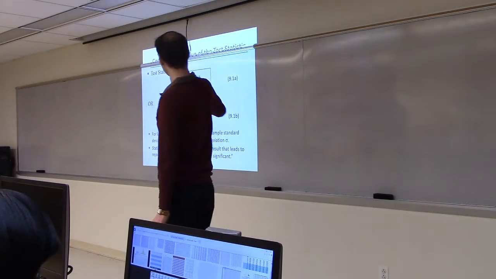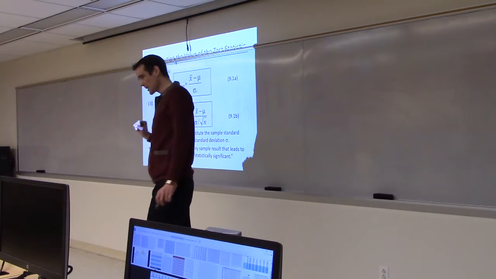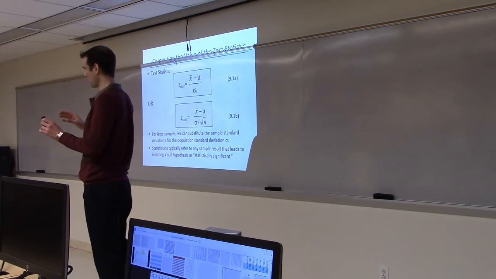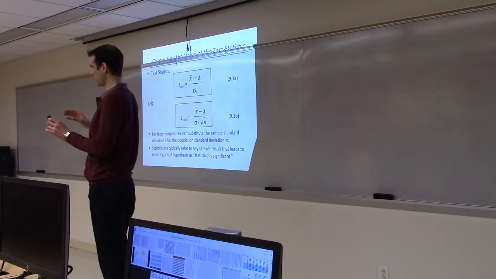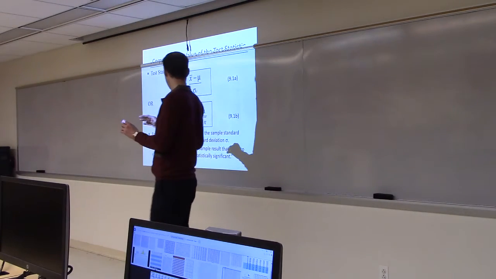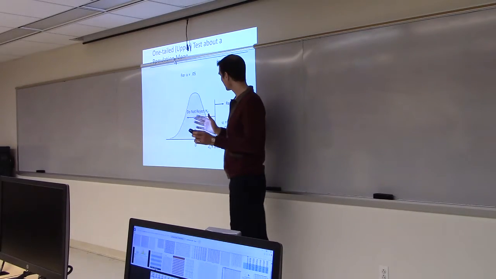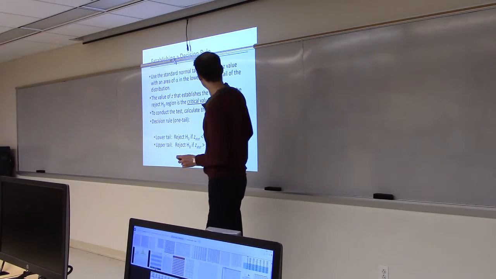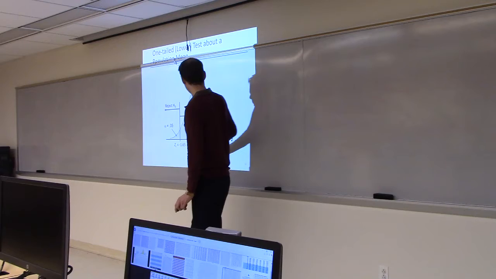Alright, so once we've calculated our test statistic, and these numbers correspond to what's in the textbook, right? The 9.1A and the 9.3? Yes, okay, just making sure. And we calculated our critical values, then we can set everything up.